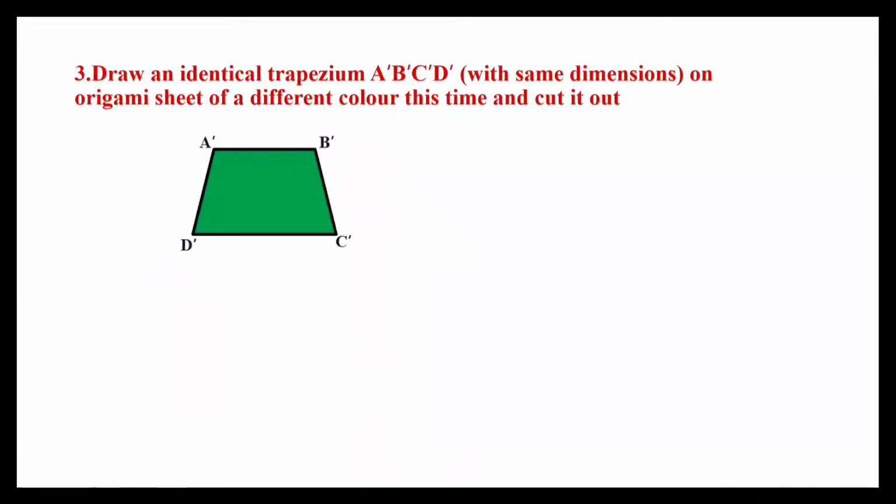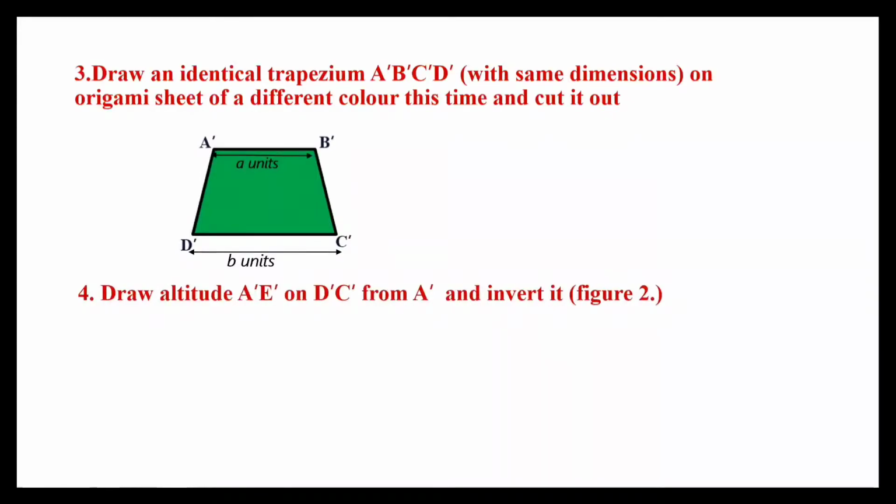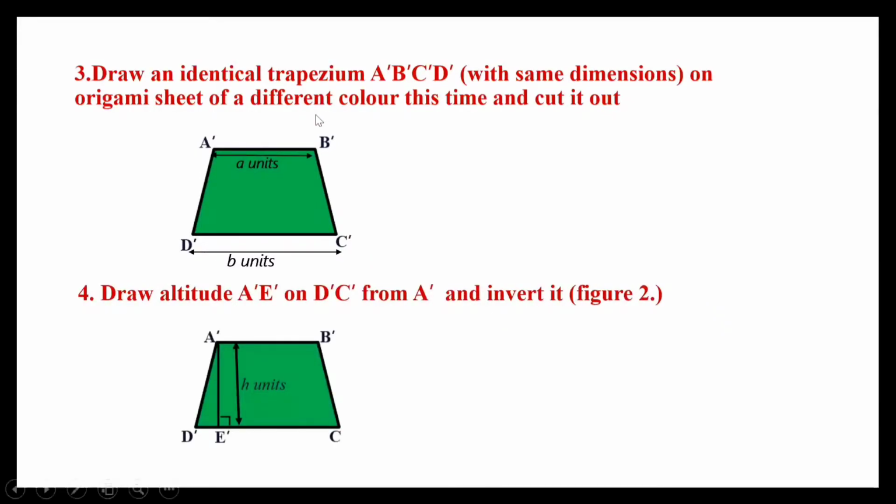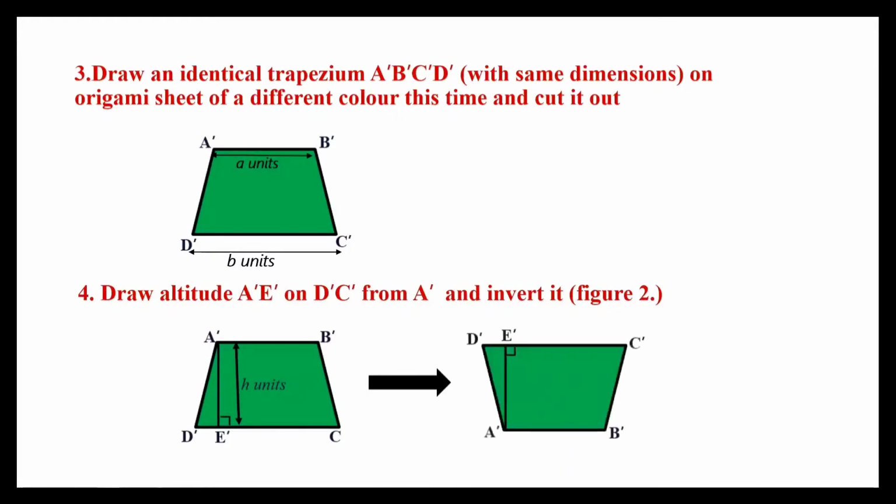So I draw another trapezium. Again, it has the dimensions as A units and B units. Now I'll draw the altitude exactly the same way. And I need to invert it now. So the inverted figure is the second figure. So I mark this as figure 2. So this is going to be my second pasting work. So I have made two identical trapeziums. One I have pasted as the upright position and the second one I've inverted and pasted, which becomes my figure 2.